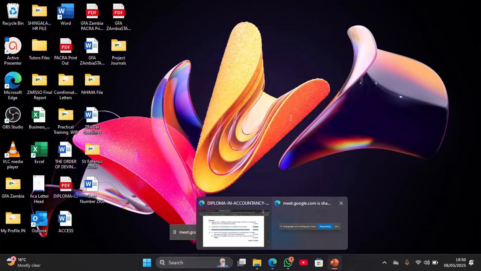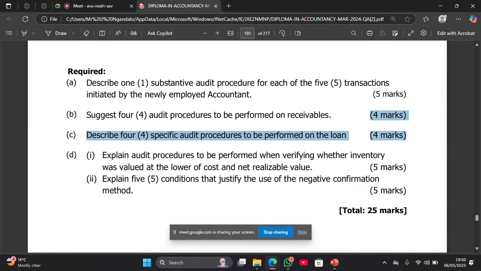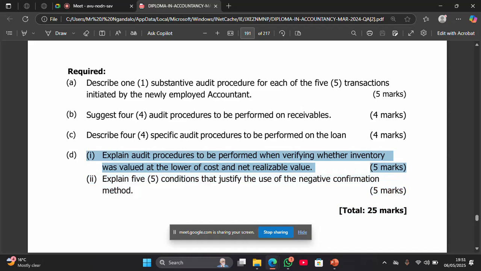Where are you going from there? Inventory. Yes, stock. Do you want to say anything there on stock? 5 marks on stock. There are a number of points there. I think this was a nice question, right?